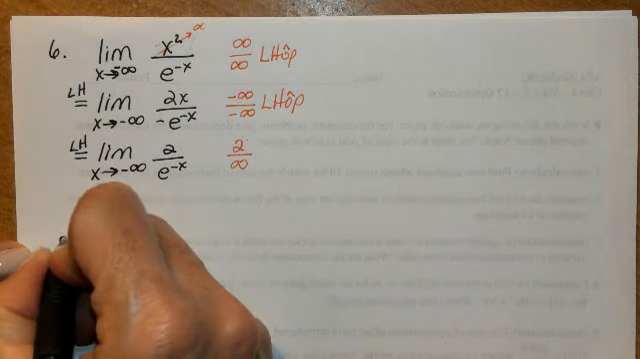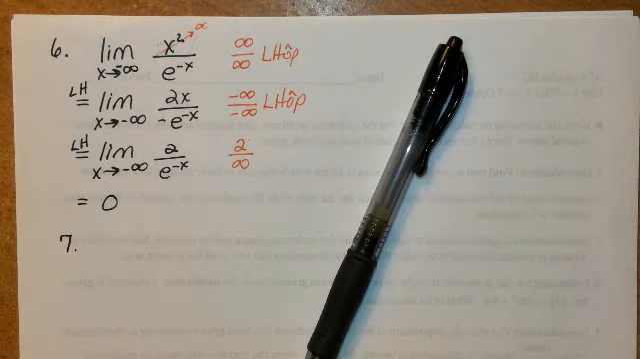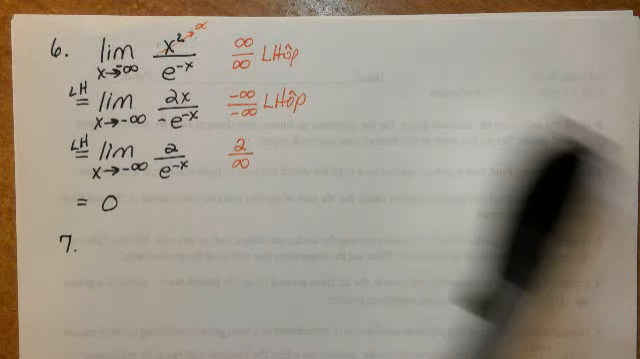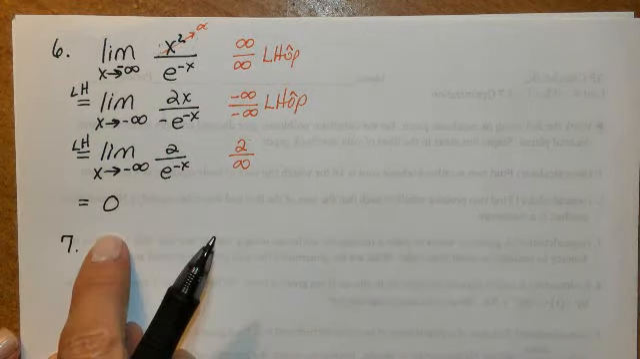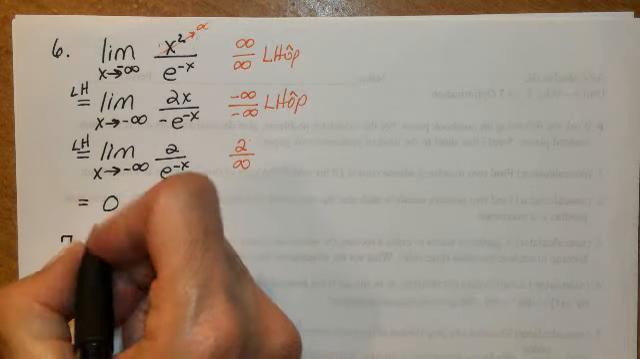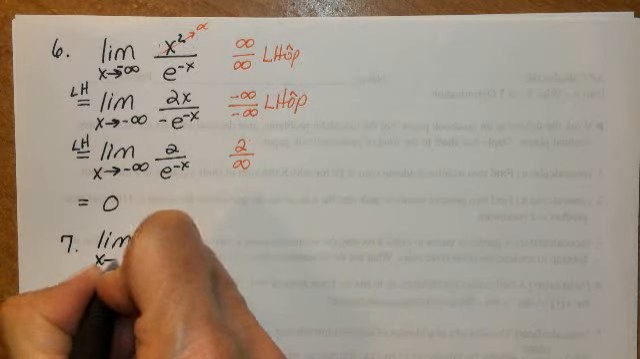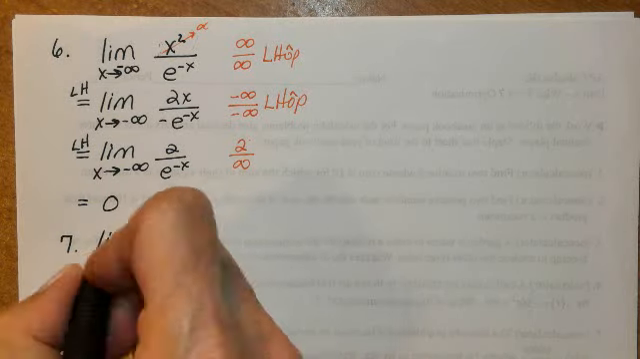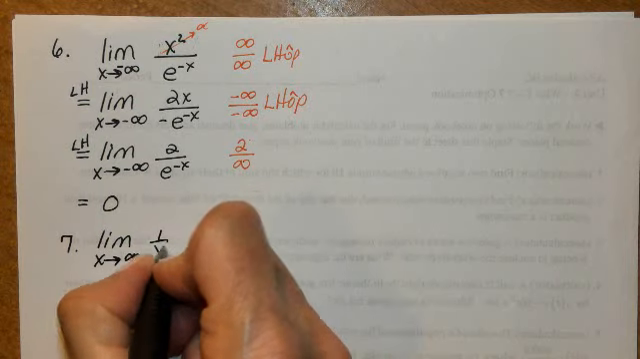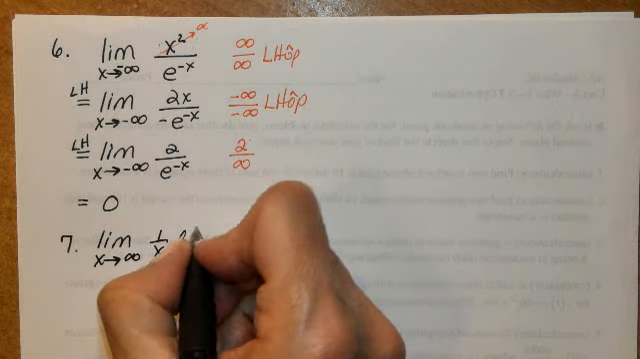All right, number 7. We have the limit as x approaches infinity, positive infinity this time, of 1 over x times ln of x squared.